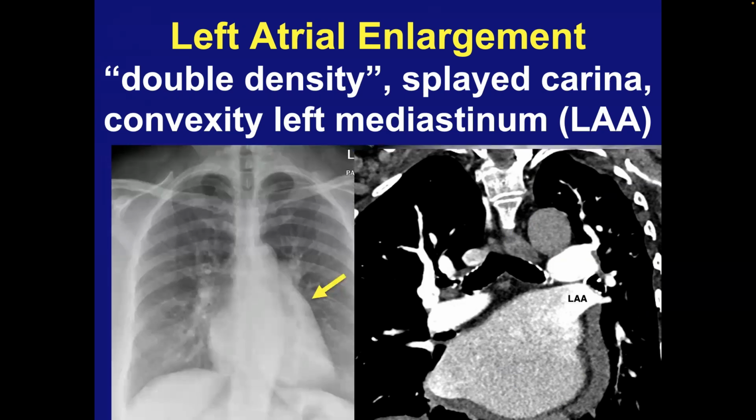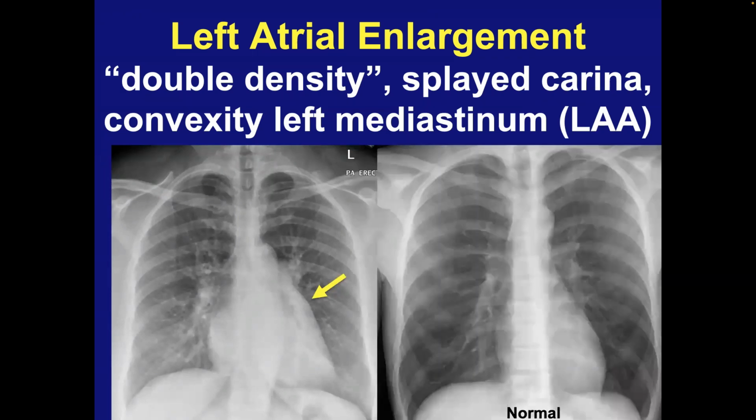The left atrial appendage lies along the left mediastinum, just under the region of the main pulmonary artery. Normally, the left atrial appendage isn't big enough to see on the frontal film, but when it's enlarged, it can cause a convexity along the upper left heart border. So just to reiterate, normally, the left atrial appendage doesn't cause any sort of convexity on the frontal film. But when it is enlarged, you can see a convexity along the upper left heart border.